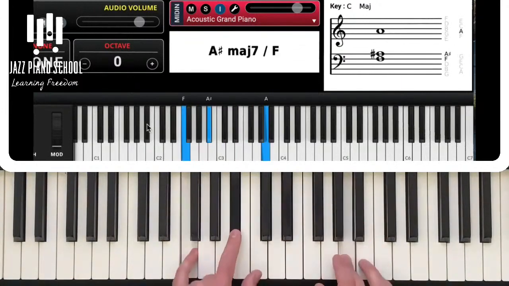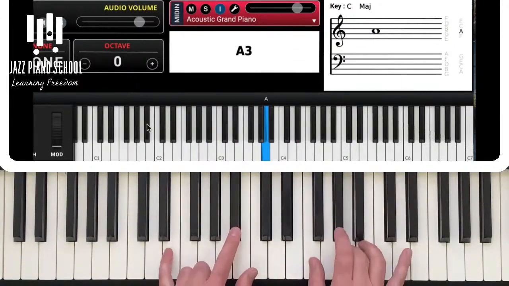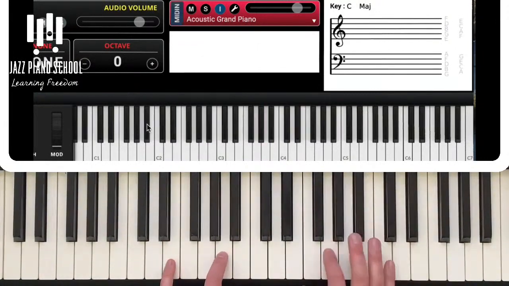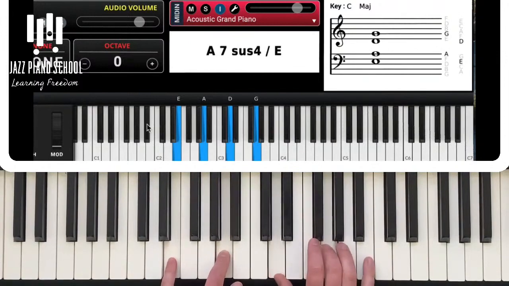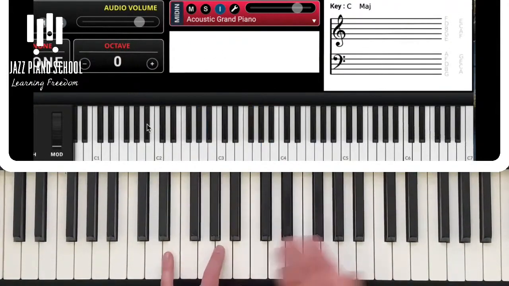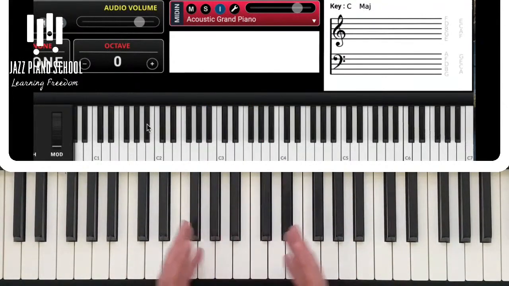Right? So I went 9 to 5 to flat 13 to flat 9 to sharp 9. And then I went to 9, 13, maybe sharp 11, 3, 9. I couldn't do it, right? That's what you need to understand about these.